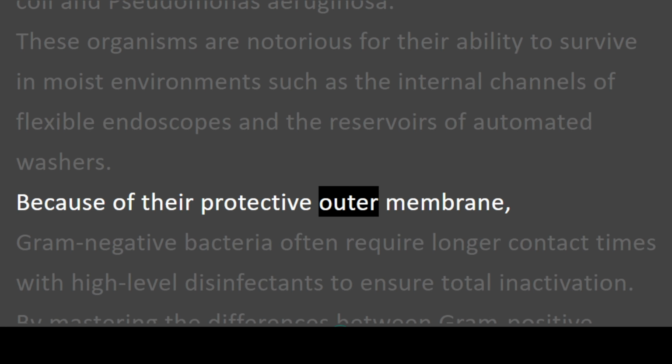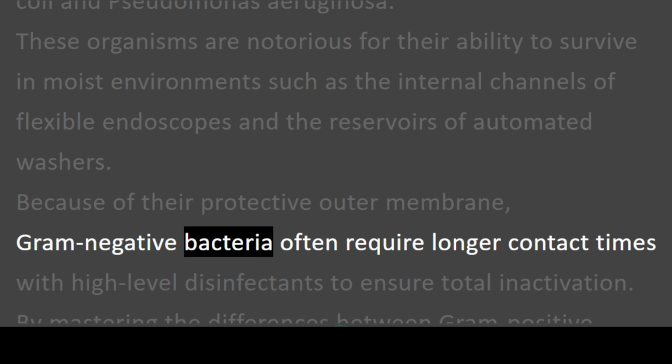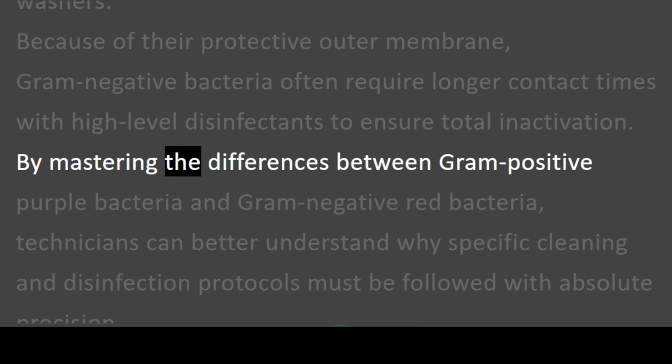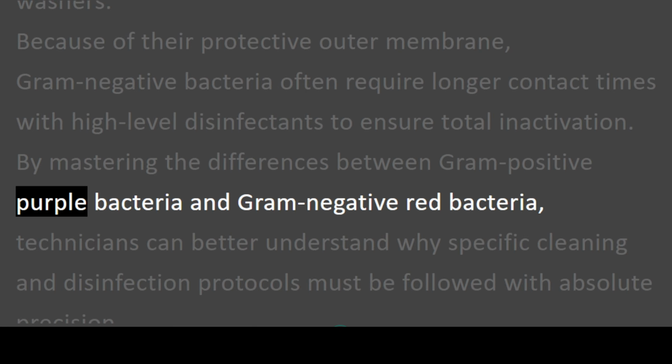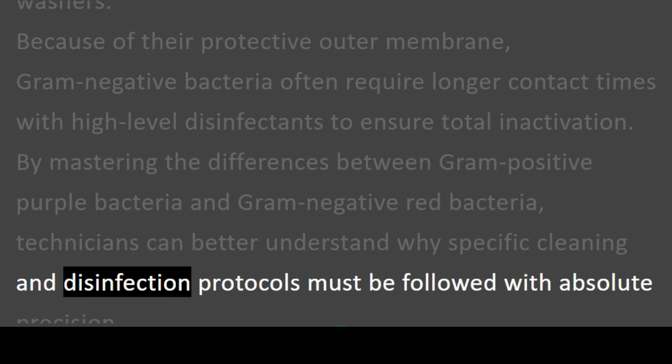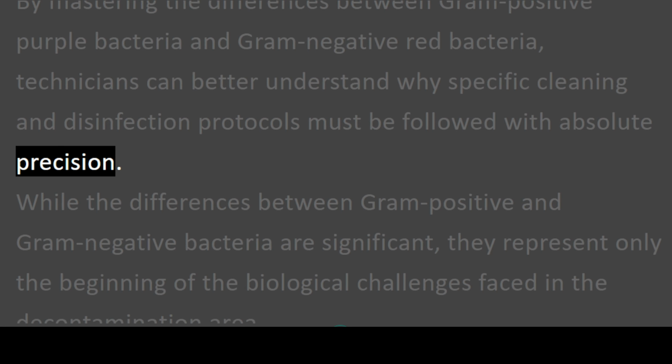Because of their protective outer membrane, gram-negative bacteria often require longer contact times with high-level disinfectants to ensure total inactivation. By mastering the differences between gram-positive purple bacteria and gram-negative red bacteria, technicians can better understand why specific cleaning and disinfection protocols must be followed with absolute precision.